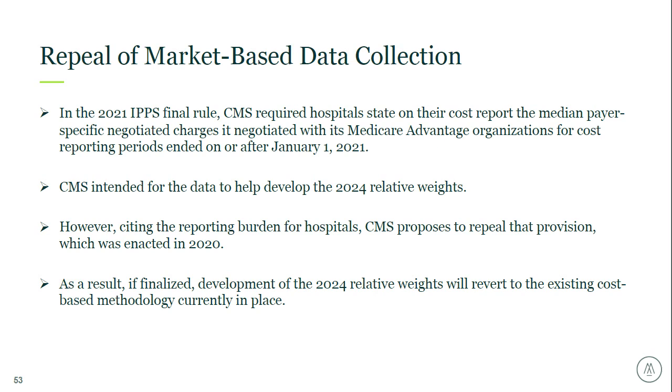Stakeholders obviously got involved here, and CMS in the final rule cited that due to a significant data collection and reporting burden, they were not going to enforce that requirement, and therefore the 2024 weights will be computed based on the current formula, which uses information from claims processing and the current cost reports. Don't know if this will come up again in the future, but at least for now, this is not an issue you have to deal with in these cost reports.